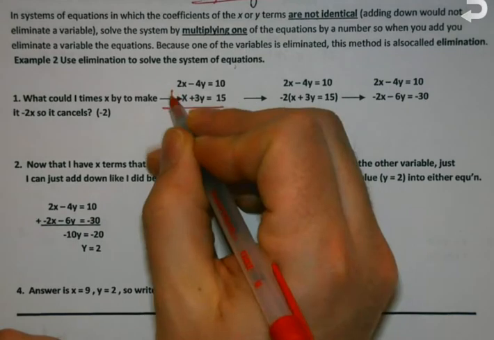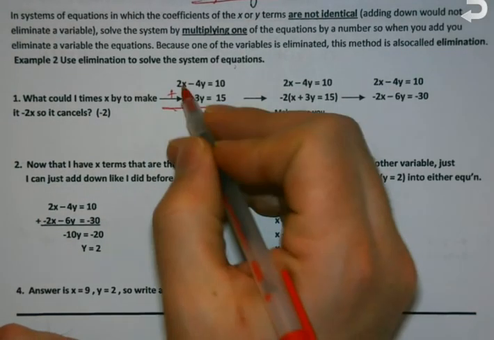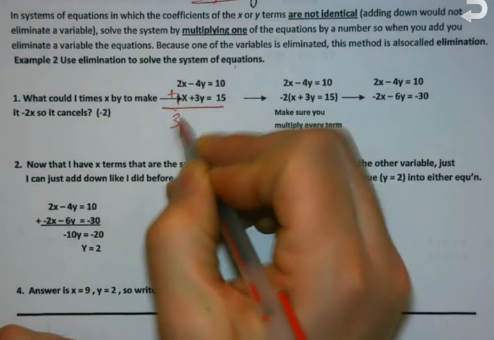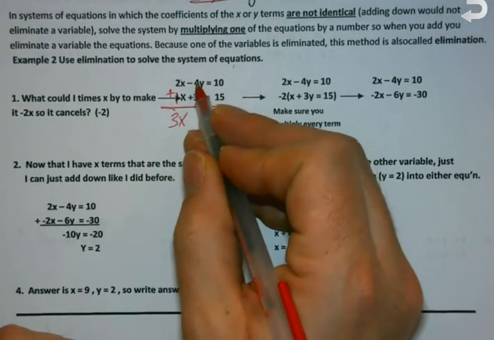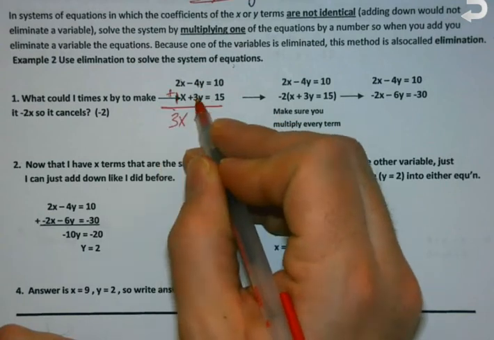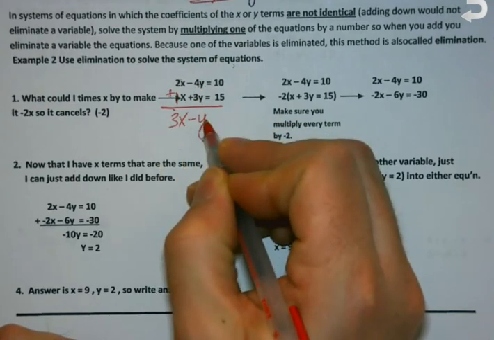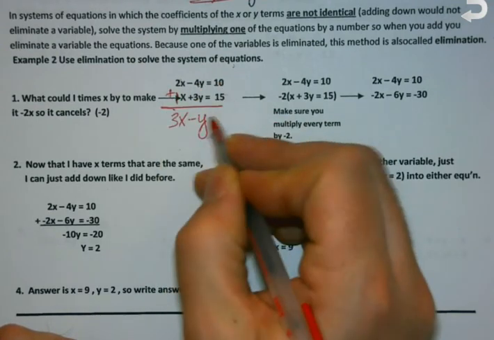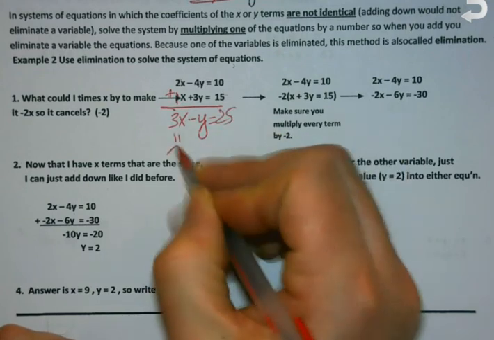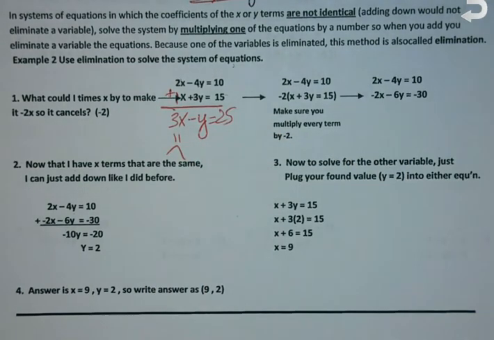Because if I were to add down right here, well, 2x and 1x would be 3x. Negative 4 plus 3y would be a negative y. And 10 plus 15 would be 25. That doesn't make me real happy because one of my variables didn't go away. So here's how this is going to work.